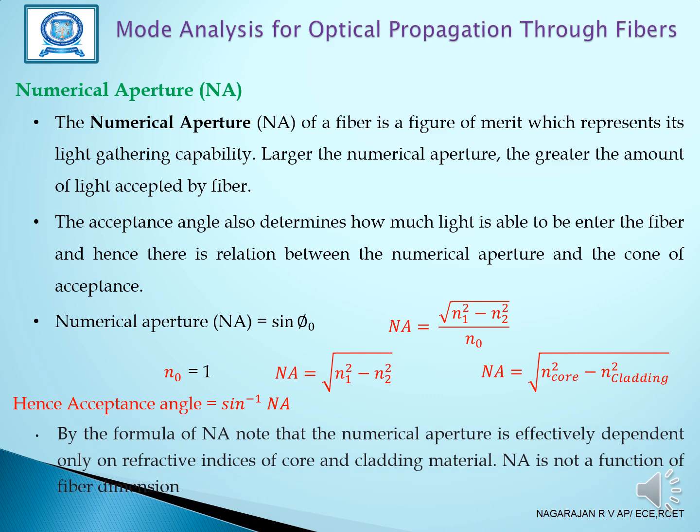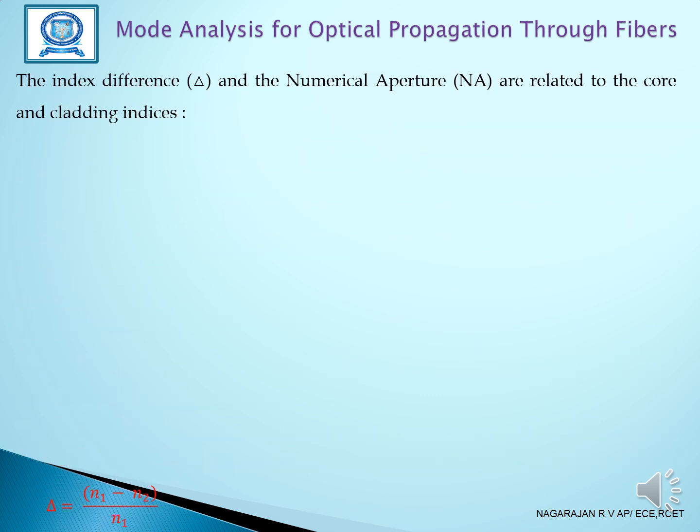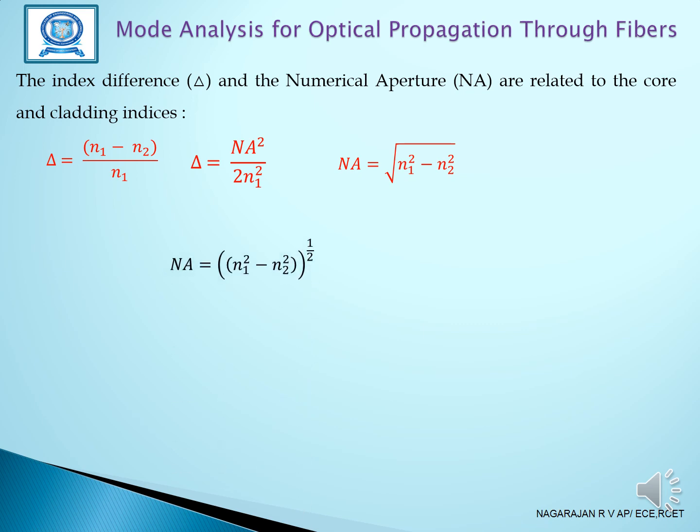By the formula of numerical aperture, note that the numerical aperture effectively depends only on the refractive indices of the core and cladding material. NA is not a function of fiber diameter. So the index difference and the numerical aperture are related to the core and cladding indices. NA is equal to root of n1 square minus n2 square. So delta is equal to NA square divided by 2 n1 square. So NA is equal to n1 square minus n2 square whole power 1 by 2.